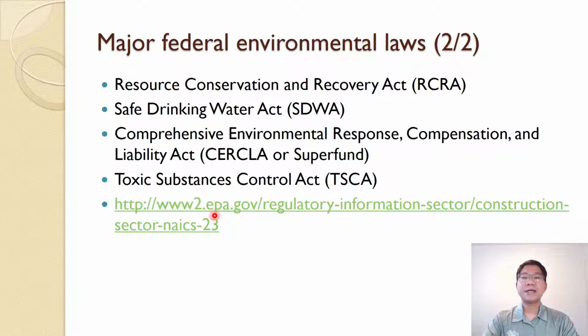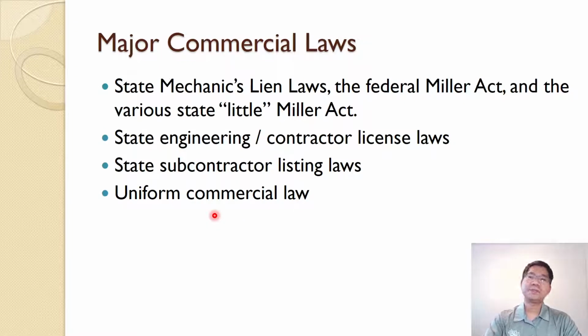Now the next type of law is the commercial laws. There are major commercial laws that we as engineers, contractors, and owners in an engineering and construction project will be affected by. The first one is the Mechanics Lien laws, and it can apply at the federal level, if it's federal money or federal buildings, or at the state level: state Mechanics Lien law, the Federal Miller Act, and the various state Little Miller Acts. All of that is related to the lien.